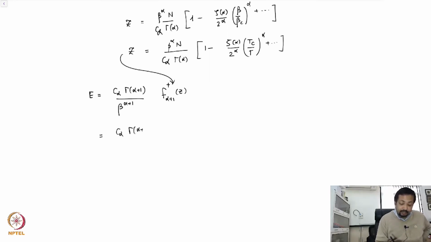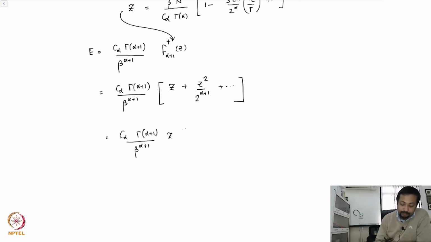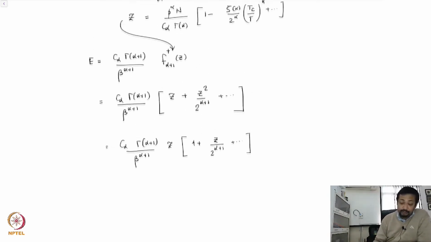C alpha gamma alpha plus 1 beta of alpha plus 1, and then if I expand this, I have z plus z square divided by 2 to the power alpha plus 1 plus higher order terms. So this is C alpha gamma alpha plus 1 raised to the power beta alpha plus 1 times z, 1 plus z raised to the power 2 to the power alpha plus 1 and all the higher orders. Now I use z from this relation.